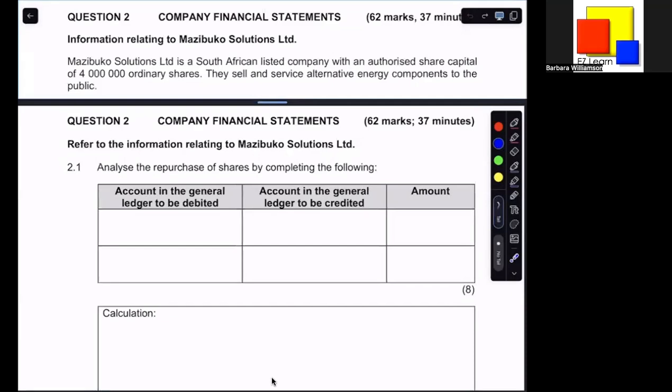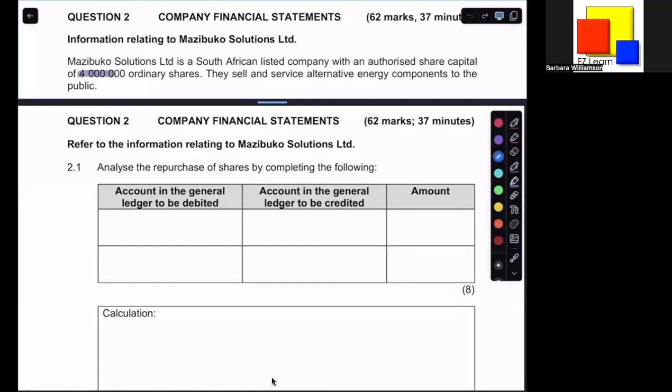This video will work through question 2 from the IEB November 2023 paper 1 on company financial statements. Information relating to Mazibuko Solutions Limited. Mazibuko Solutions Limited is a South African listed company with an authorized share capital of 4 million ordinary shares.